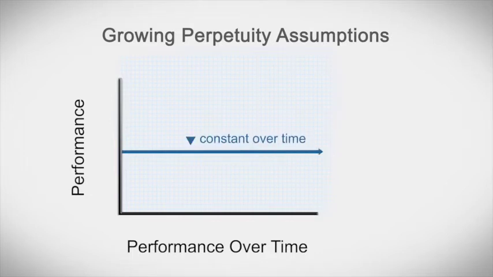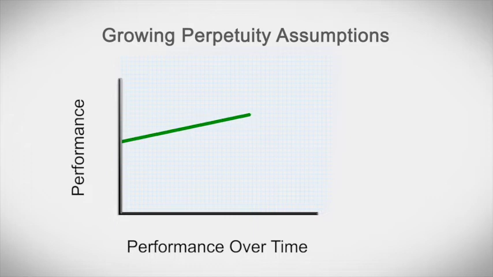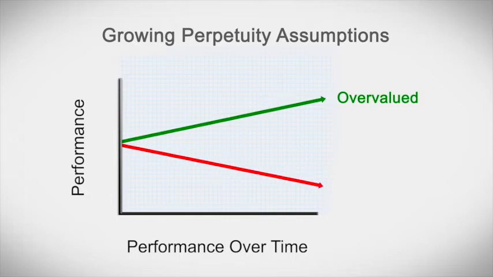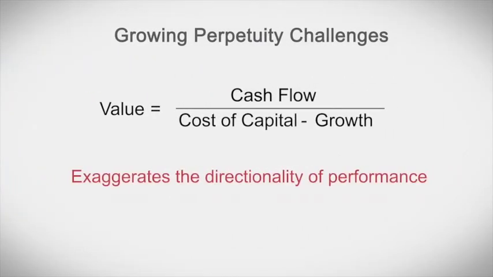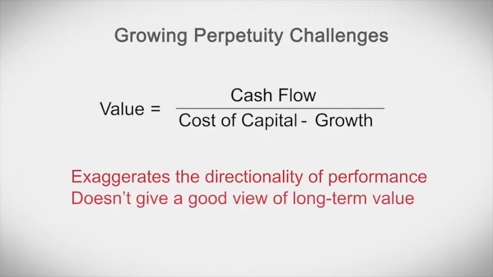So here's the challenge with this formula. If we apply this to a business that's doing well, it will do well forever, and it will never underperform, and will tend to overvalue the business. If we apply this formula to a business that's performing poorly, it'll do poorly forever, and it will never improve its performance, and will undervalue the business. This formula exaggerates the directionality of the performance of the business, and it doesn't give us a good view as to the long-term value of a business.